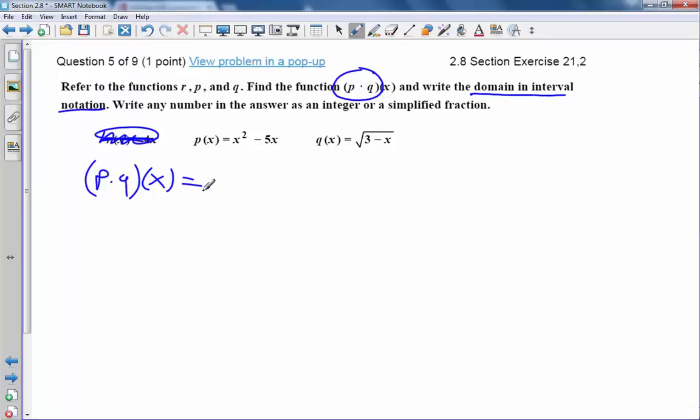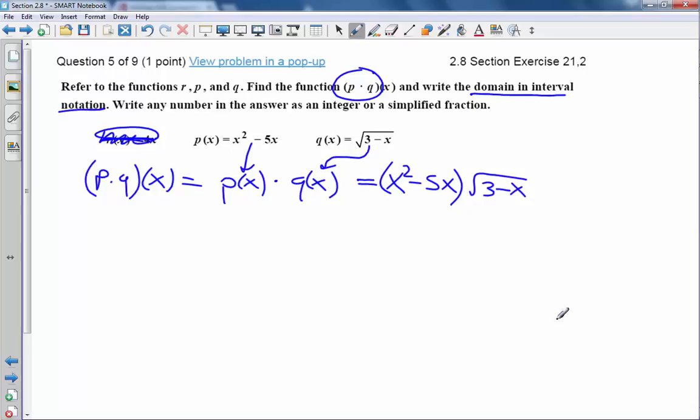Alright, P dot Q of x means you take P of x, you take Q of x, and simply multiply them. Just take that P of x, whatever is given, and Q, whatever expression it reads there, put them back into place here, and do that multiplication, and there we go. That's it. This is the product. We found this.